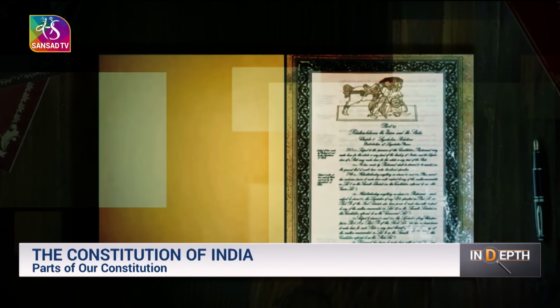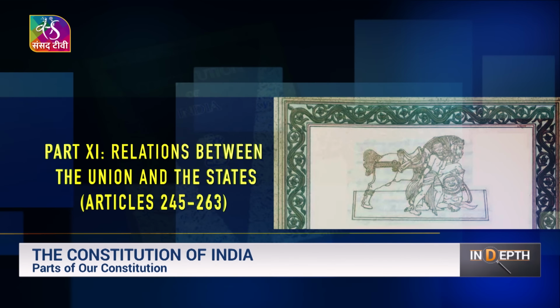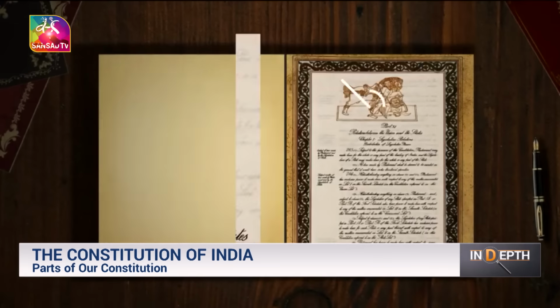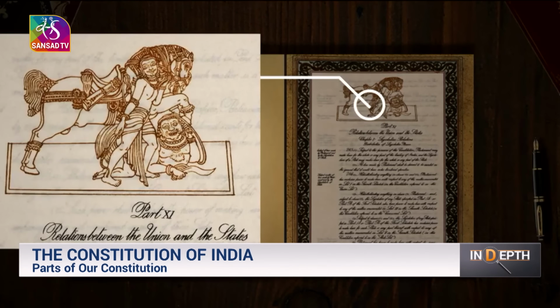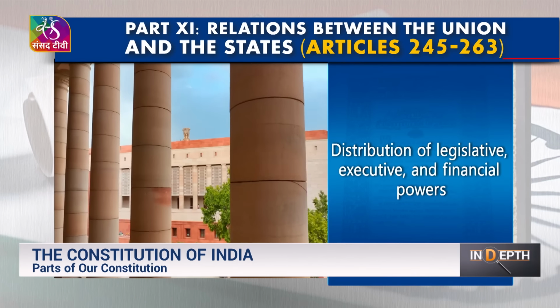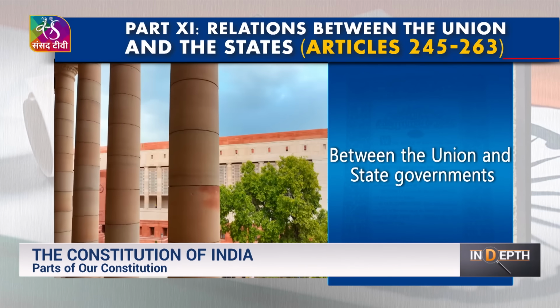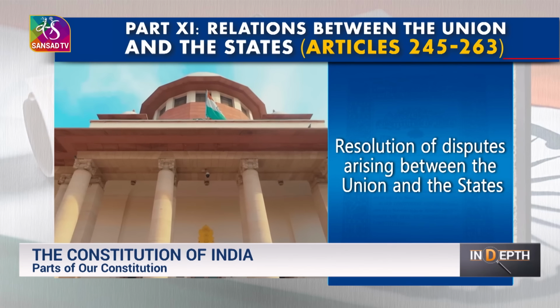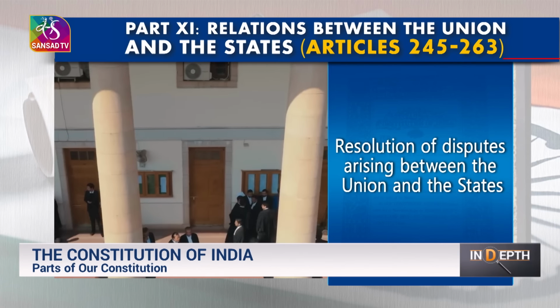Part 11. Relations between the Union and the States. Articles 245 to 263. This section defines the distribution of legislative, executive and financial powers between the Union and state governments. It also deals with the provisions for the resolution of disputes arising between the Union and the states.